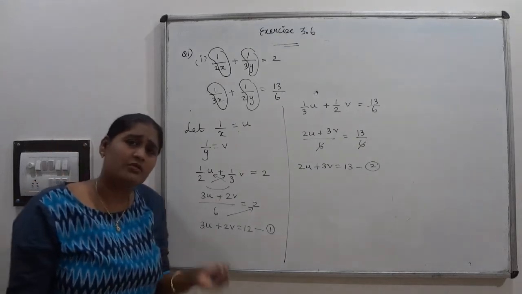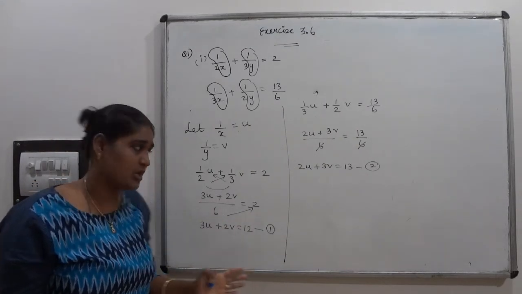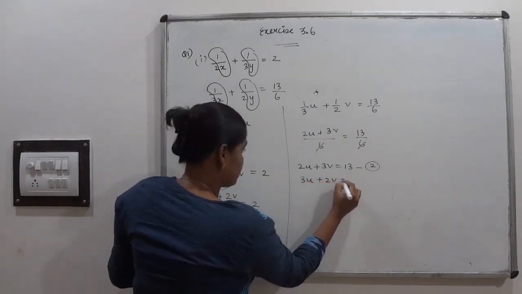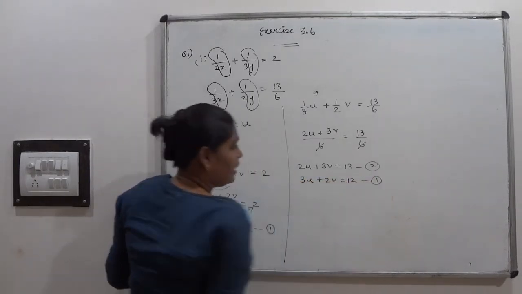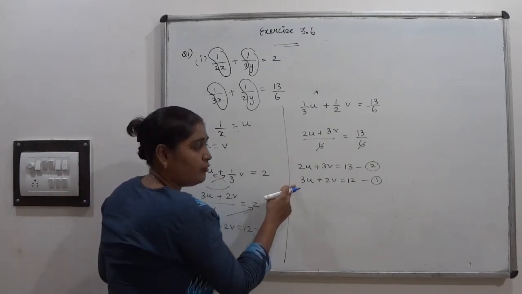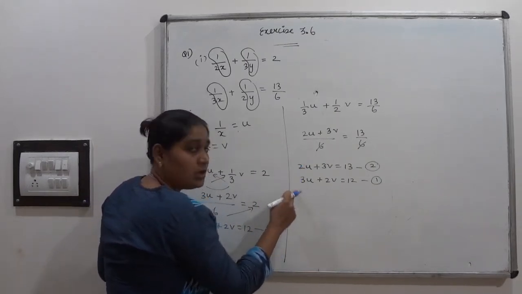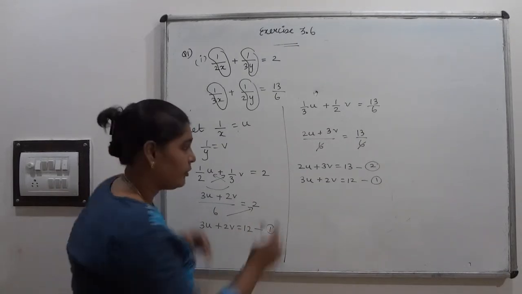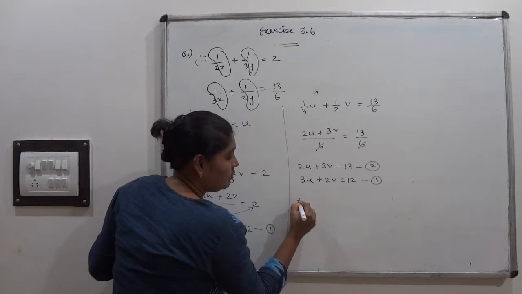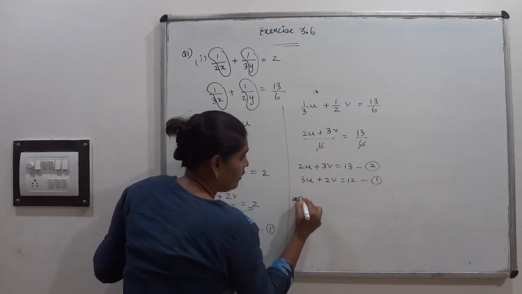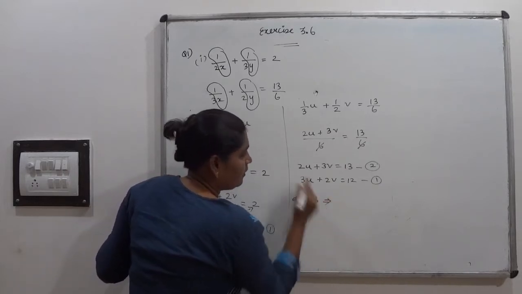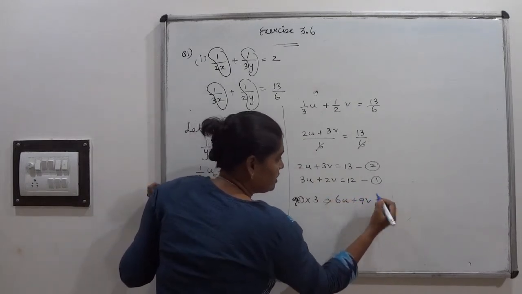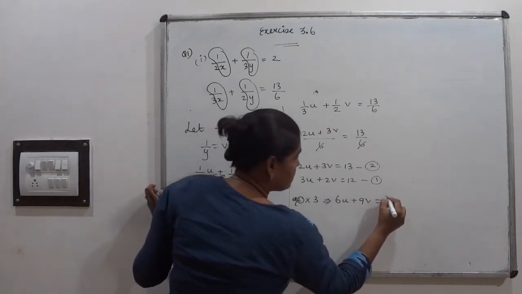By any one method we can find the solutions for these equations. 3u plus 2v is equal to 12, that is the first equation. Now check the coefficient of the u variable, both are not equal. So I want to make them equal first of all by multiplying by some value. Let us see. Second equation multiplied by 3. 3 into 2 that is 6u, 3 into 3, 9v, which is equal to 13 into 3 that is 39.